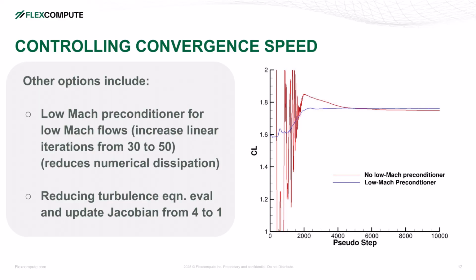Here is an example of the low Mach preconditioner working. The graph on the right shows how this improves convergence. Also, for improving the convergence of the turbulence solver, the equation evaluation frequency of the turbulence solver can be changed from 4 to 1.